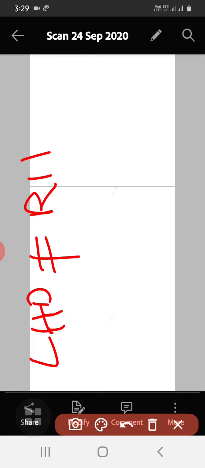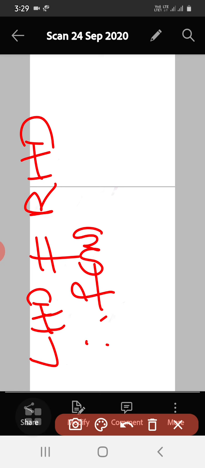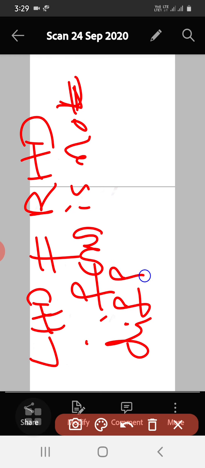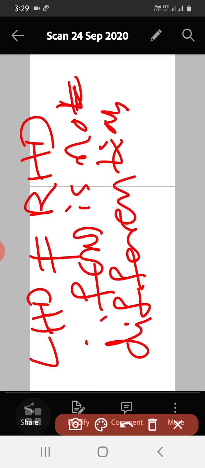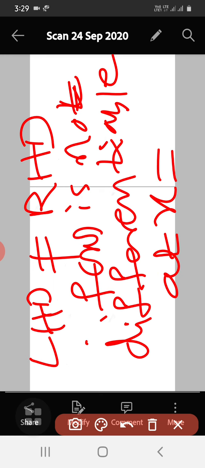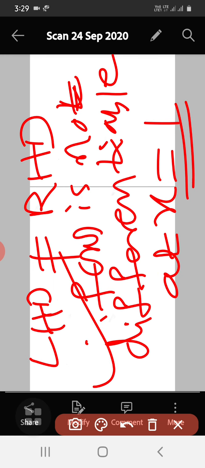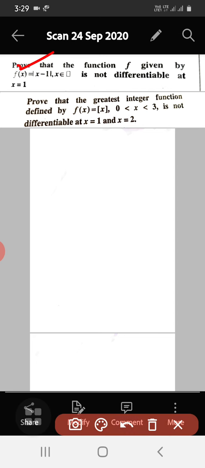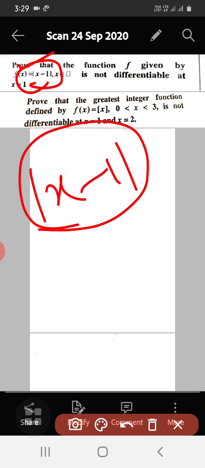Clearly we can see the left hand derivative I got was minus 1 and the right hand derivative is plus 1. So the left hand derivative is not equal to the right hand derivative. Therefore the given function is not differentiable at x is equal to 1. In this way we can complete the first problem. What was our first problem? Prove that the function f given by f of x is equal to mod x minus 1 is not differentiable at x is equal to 1, and we have proved that.